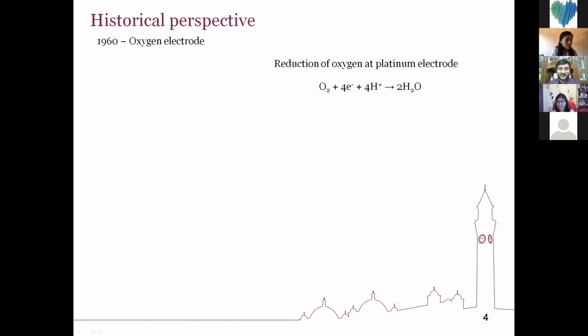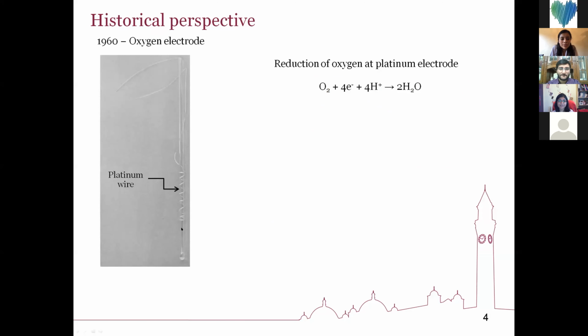And the idea of this electrode was to reduce oxygen at a platinum wire, which generated free electrons, and to measure these electrons as a current. So this is an example of his electrode that he made. It's, as you can see, a platinum wire wrapped around a glass tube.